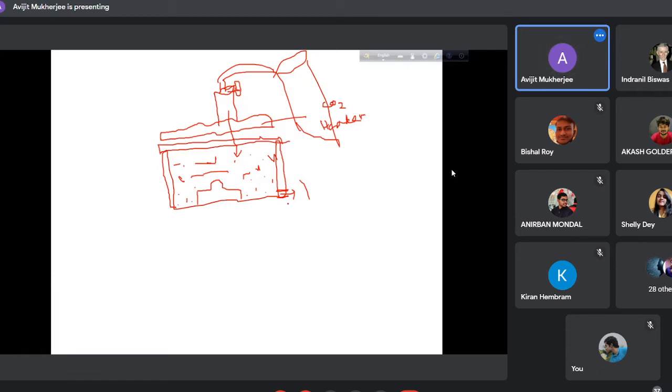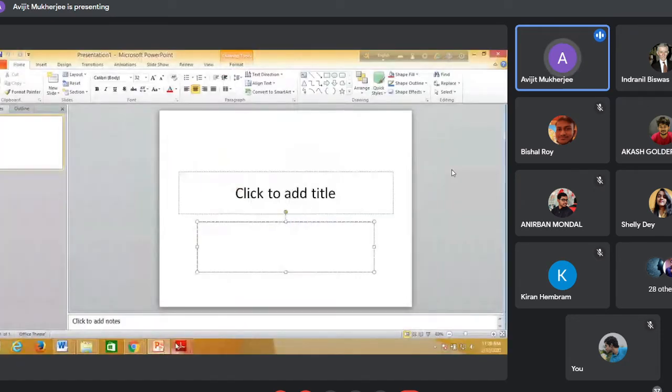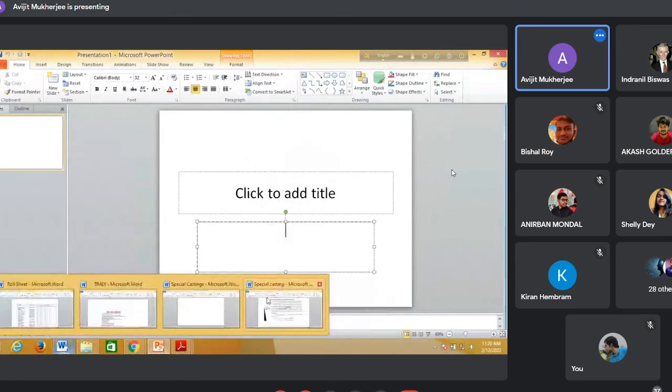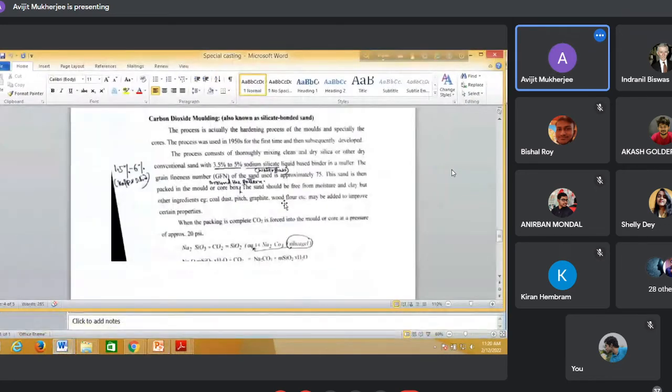Okay. So this is the figure, and as soon as the packing is complete, carbon dioxide is forced into the mold or core at a pressure of 20 psi, 20 pounds per square inch, pressurized carbon dioxide, and a reaction takes place. What is that reaction?